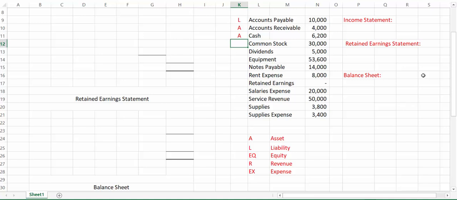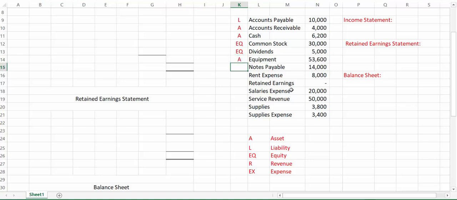All right, common stock. Hopefully you said common stock is an equity account. Common stock represents the money that stockholders or the owners have paid into the company, the investors. All right. Dividends is also an equity account. Remember that dividends are amounts that the company pays to its stockholders. And now we have equipment. Equipment is also an asset. Hopefully you got that right.